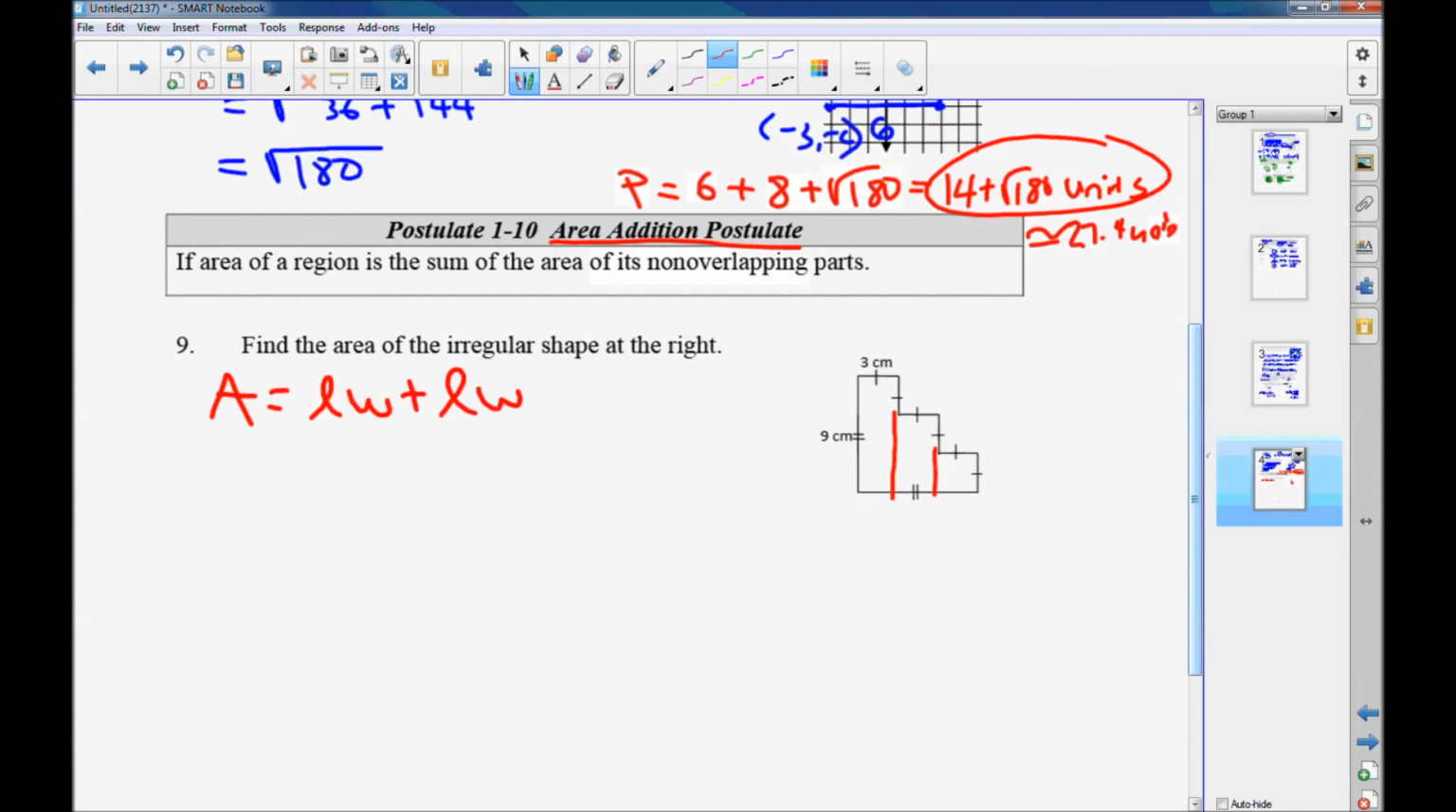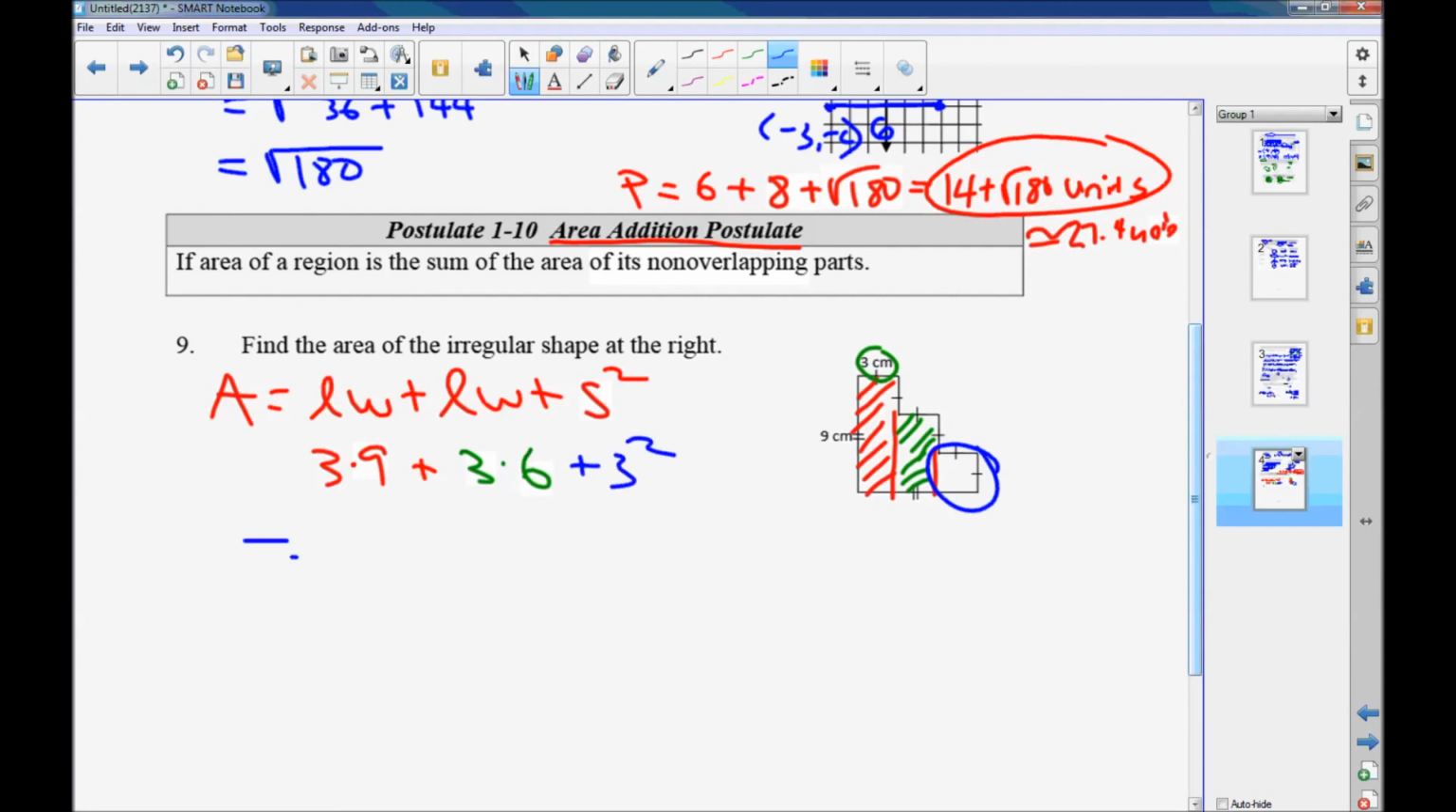So LW plus LW plus side squared. The first one here is 3 by 9. The second one is 3 across, because that's a 3, and then it's 6 down, because we subtracted off 3 of it. And our third one's a square, it's 3 by 3. All right, so we just add these up. So 27 plus 18 plus 9 is equal to 54. So this is 54 centimeters squared.